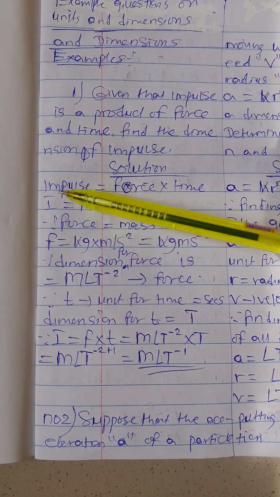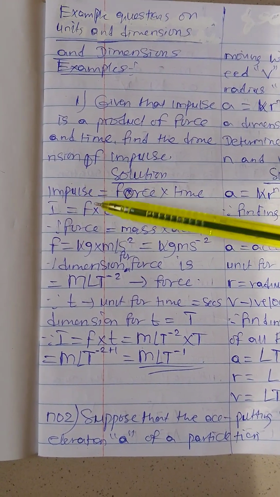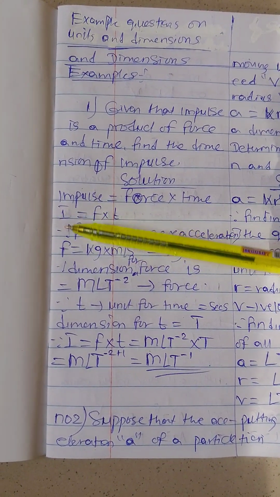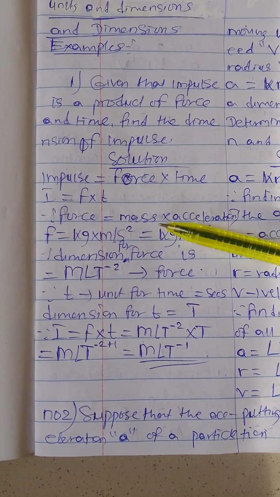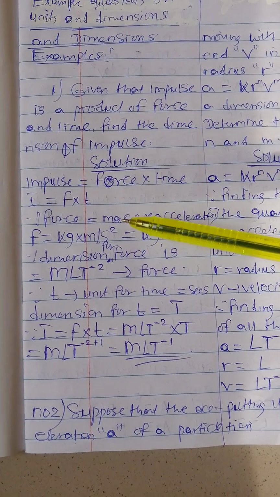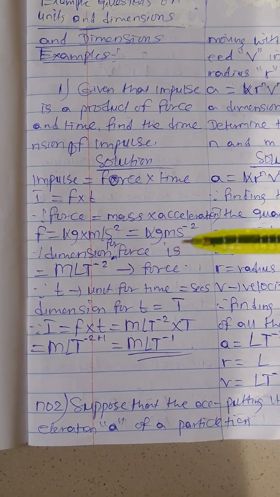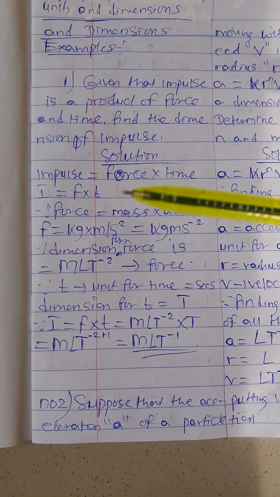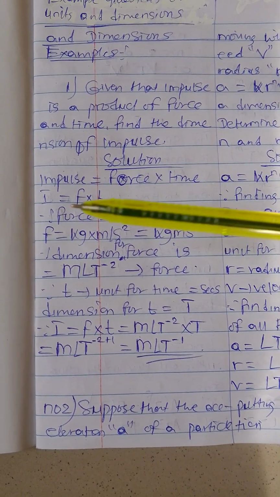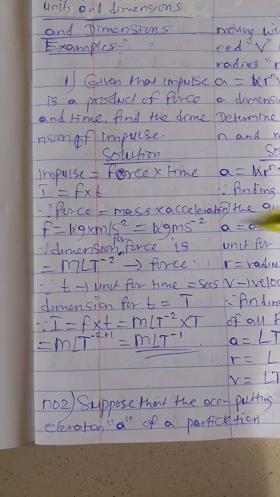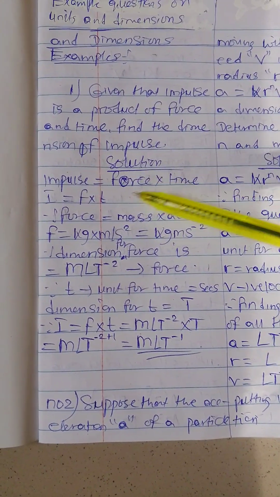You know that impulse simply means the change in momentum, which is equal to force times time. Therefore, impulse equals force times time. Now, as I said before, before you find the dimension of any quantity, you have to first find the unit of that quantity. Therefore, first I have to find the unit of force.